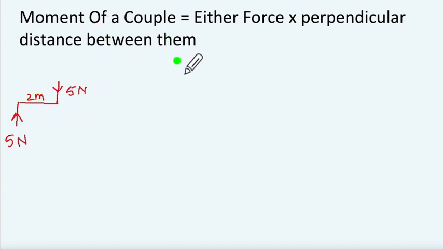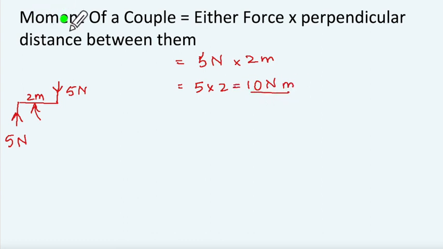Then the moment of this couple will be either force, meaning 5 Newton multiplied by the distance between them. This distance is also called the couple arm. So that will be 5 into 2, which is 10 Newton meter. Now, if they ask you in an MCQ, what is the SI unit of moment of couple?